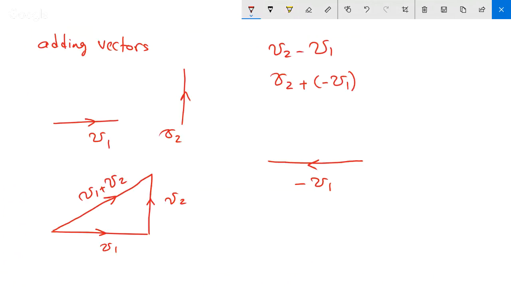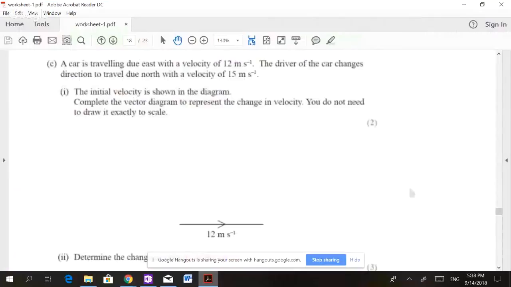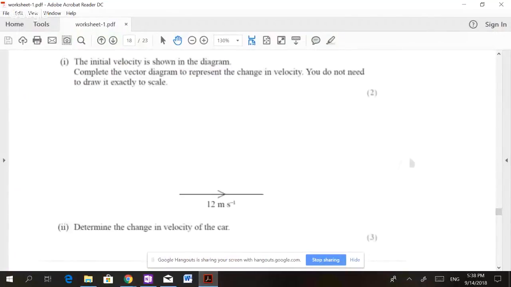Then v2 will be drawn at the head of minus v1. This is v2, head to tail again. And the resultant will be what? This is v2 minus v1. Okay. Now we can use this to answer the question here.